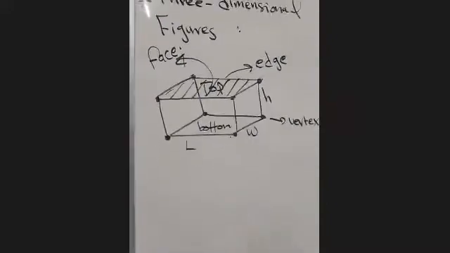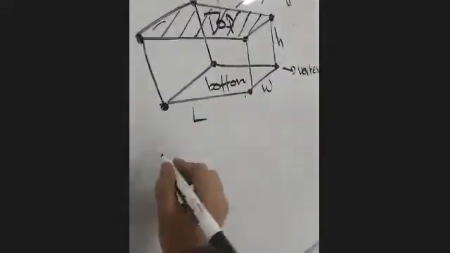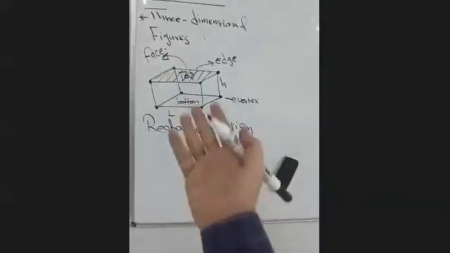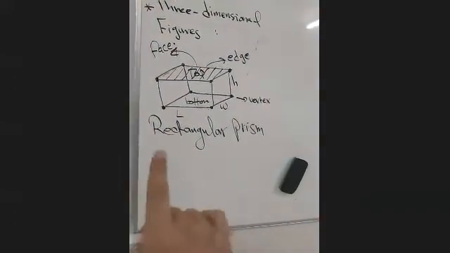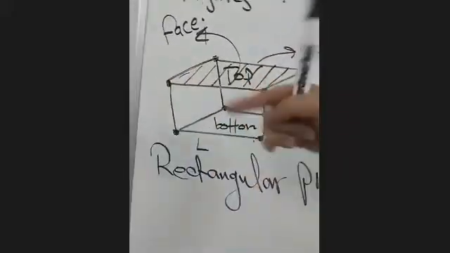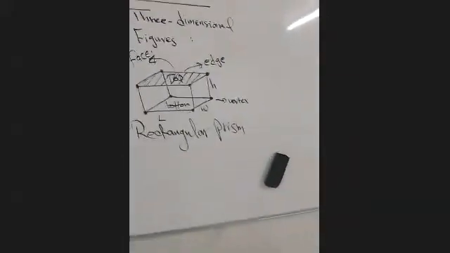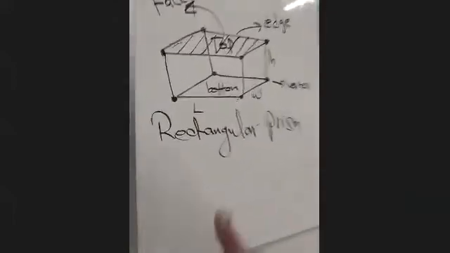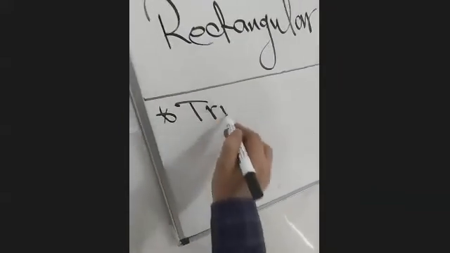Bases, okay? What we call this is a rectangular prism. The box or the room which we are inside now, we call it a rectangular prism. Why? Because the bases are rectangles and the sides are rectangles also. Now we have another type of prism. We call it a triangular prism.